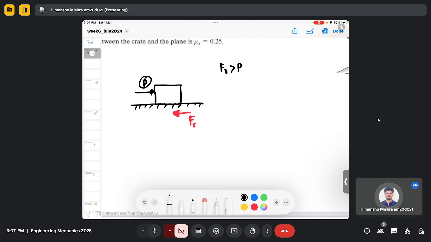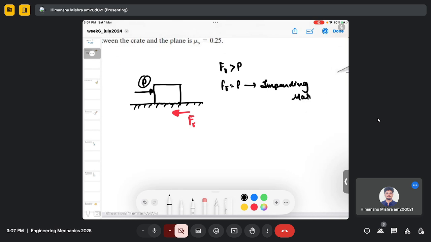Now you decide to keep increasing the magnitude of P. So you keep increasing P and the motion is about to start, and in this condition the friction force equals P, and this is known as the impending motion. And if the external force that you are applying is greater than the friction force, what happens? This block starts moving, and it no longer remains in the equilibrium condition.